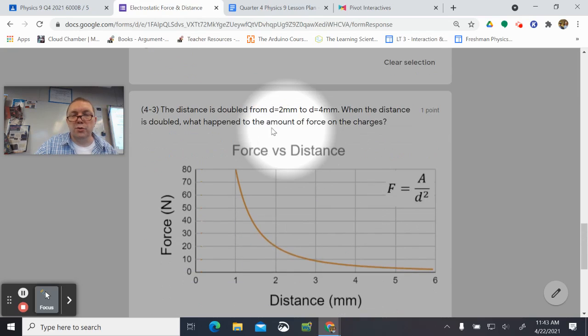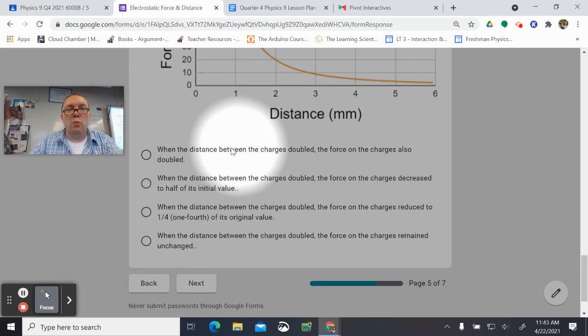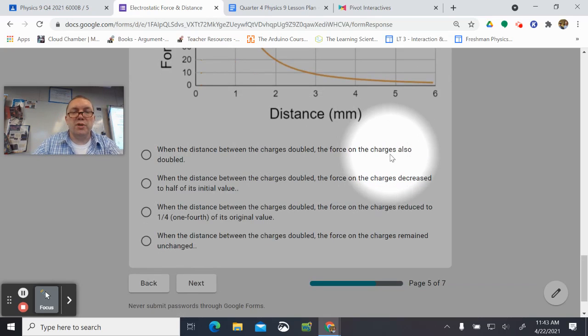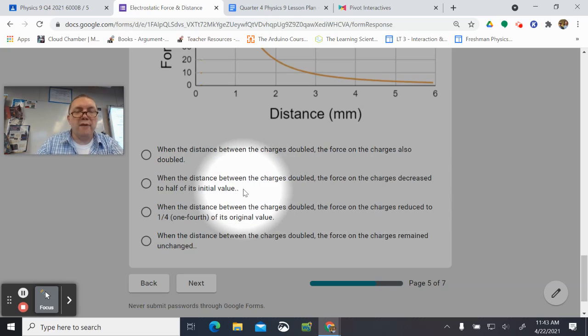Doubling the distance from 2 to 4, what happened to the amount of force on the charge? When the distance between the charges doubled, the force also doubled? That means that if the distance increased, the force increased. Definitely not that. When the distance doubled, the force decreased to half its value? Well, we started at 20. Half of that would have been 10. And we weren't at 10 when we doubled the distance. So it didn't go half of it.